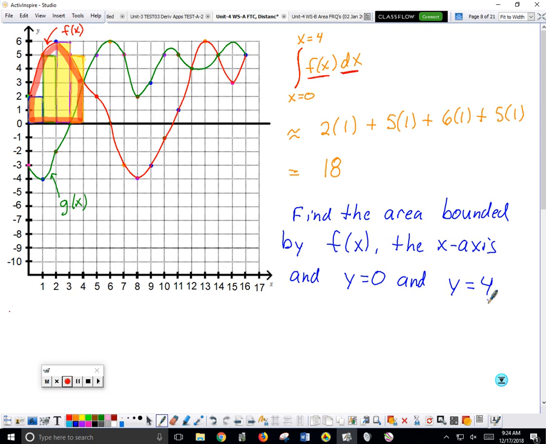So your brain says, okay, area bounded by f, so f's the red, so that's one boundary. X-axis is another boundary. Y equals 0, that's this boundary. Y equals 4 would have been here, and that's how I know that the red area is what I'm seeking. Do you need me to repeat that or say it differently?